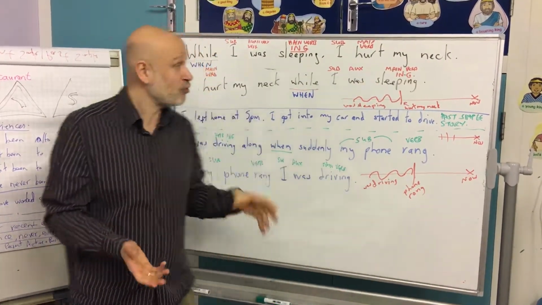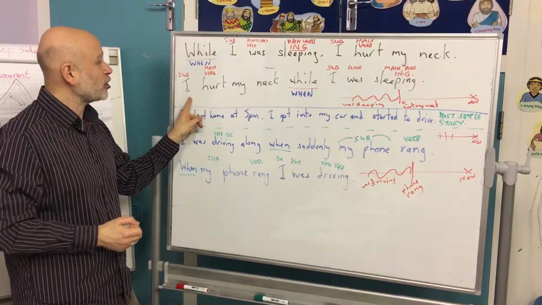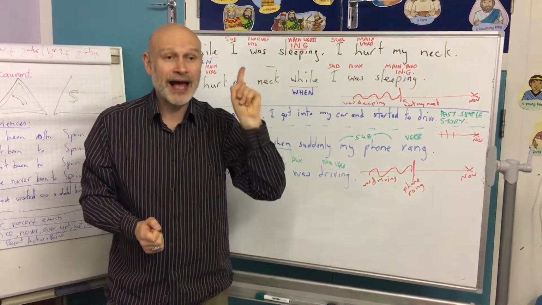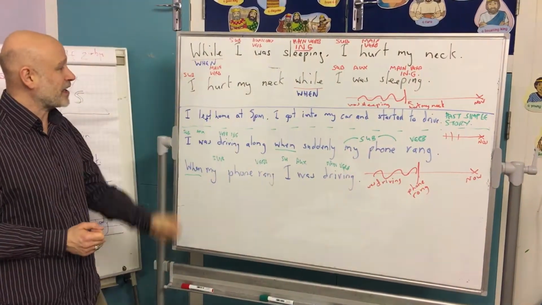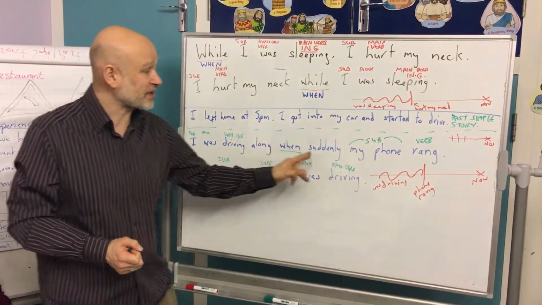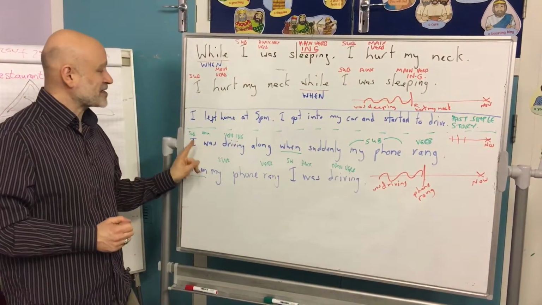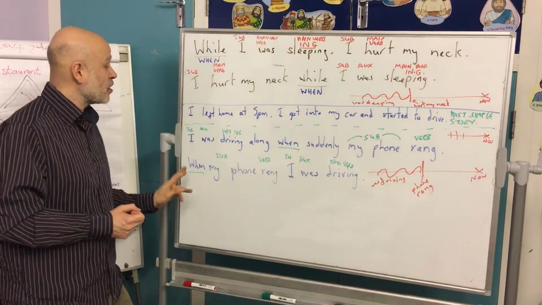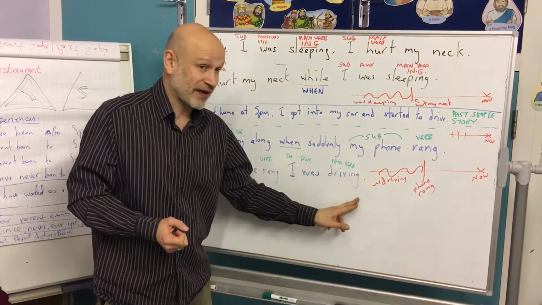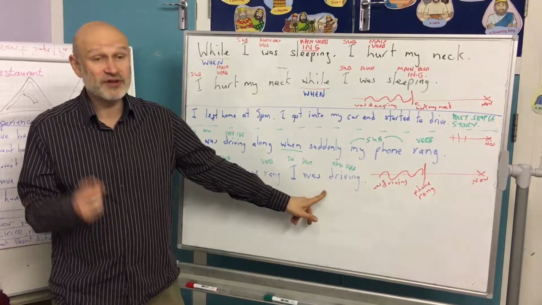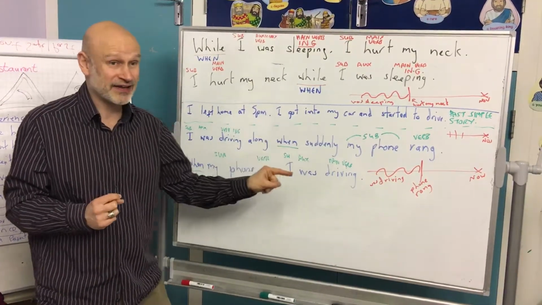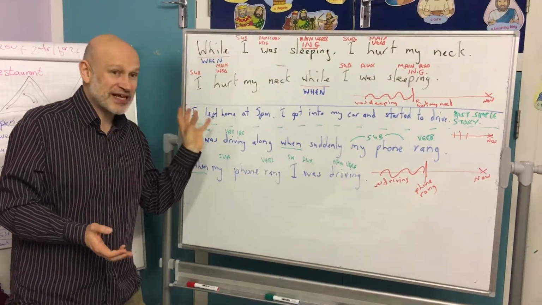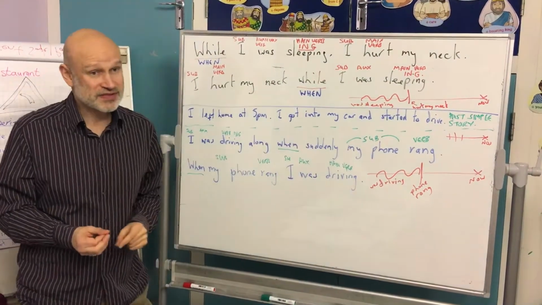But English people might turn it around. I hurt my neck while I was sleeping. This comes second, but it still happened first. Same here. I was driving along when suddenly my phone rang. Easy. This happened first, this happened second. But sometimes we write it like this. When my phone rang, I was driving. This still happened first, even though we wrote it second. So that's what we need to remember. Past continuous first, followed by the past simple.